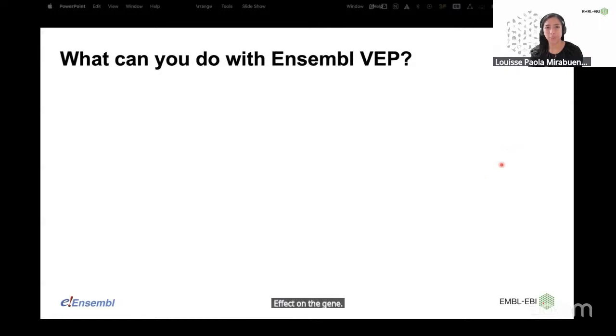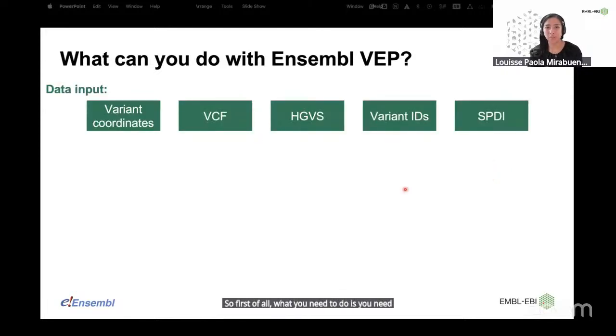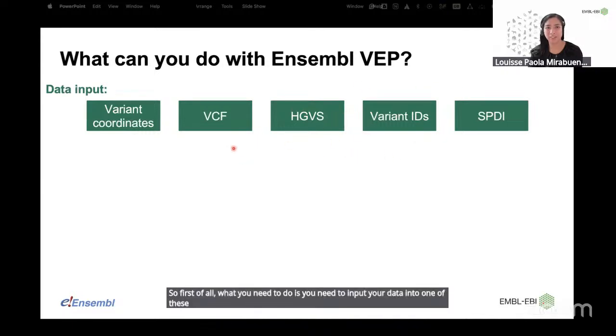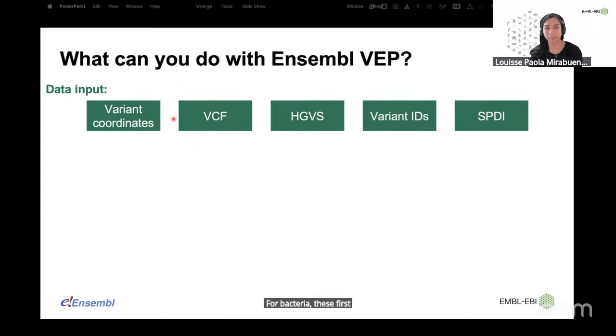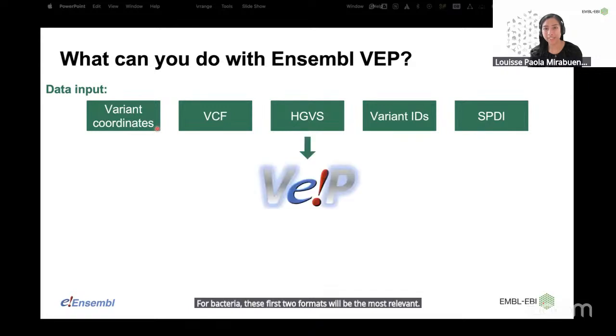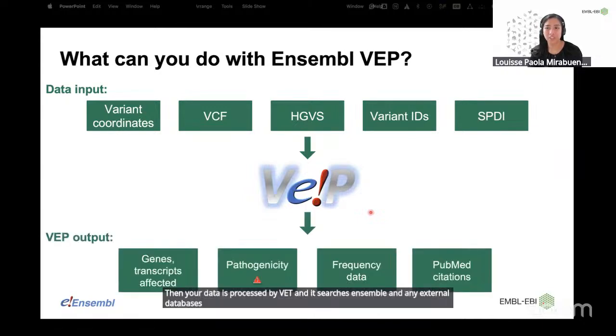Okay, so how can you use VEP? First of all, you need to input your data into one of these variant formats. For bacteria, these first two formats will be the most relevant. Then your data is processed by VEP, and it searches Ensembl and any external databases to give you information such as the effect of the variant on the gene, the allele frequency, if available, although this is very rare, and a list of publications.